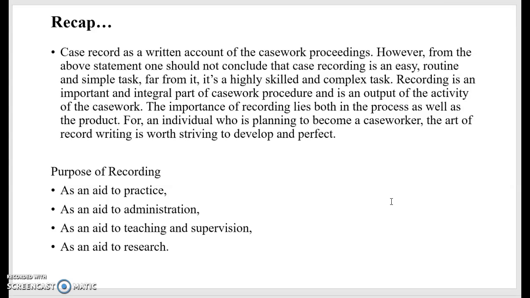For an individual who is planning to become a caseworker, the art of record writing is worth striving to develop and perfect. Purpose of recording: as an aid to practice, we need to practice it. As an aid to administration, in the administration process, it helps. As an aid to teaching and supervision, so if you want to become a teacher and you need to supervise students, this recording will help you. As an aid to research, if you want to become a researcher, this recording will help you a lot.